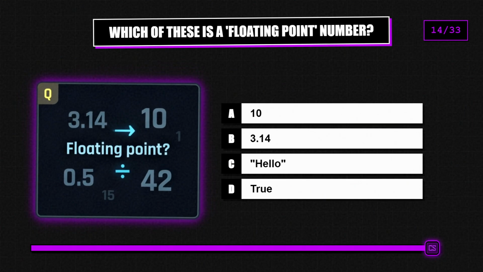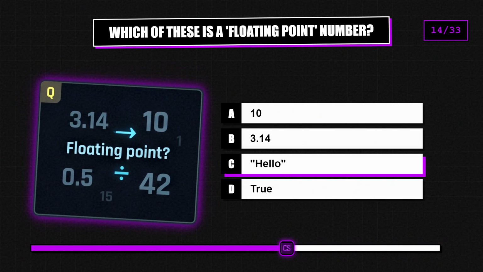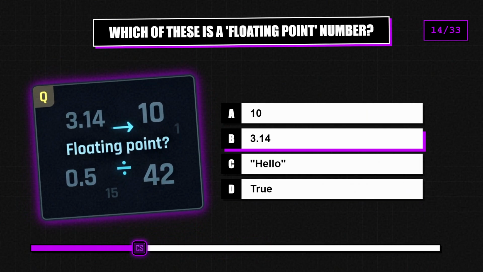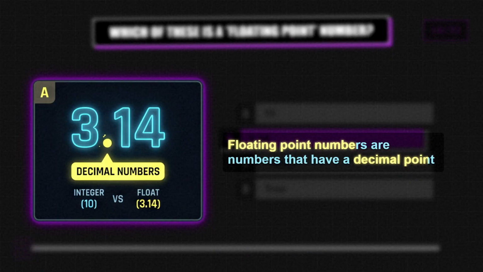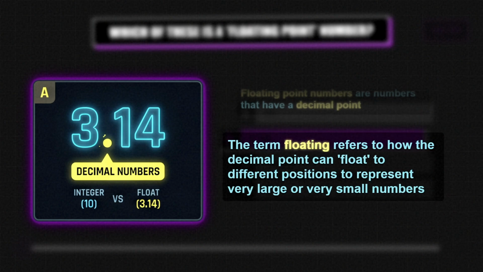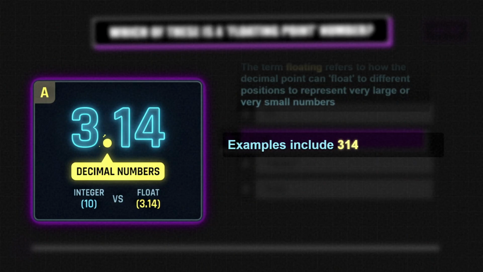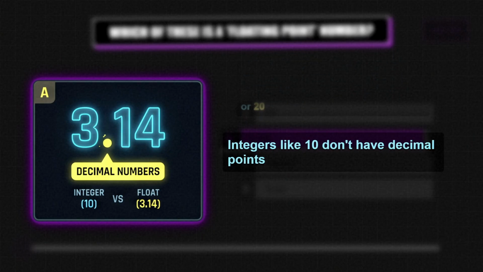Which of these is a floating point number? Floating point numbers are numbers that have a decimal point. The term floating refers to how the decimal point can float to different positions to represent very large or very small numbers. Examples include 3.14, -0.5, or 2.0. Integers like 10 don't have decimal points.